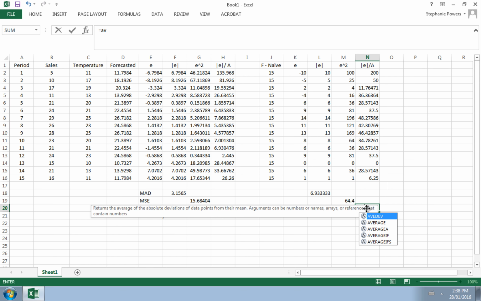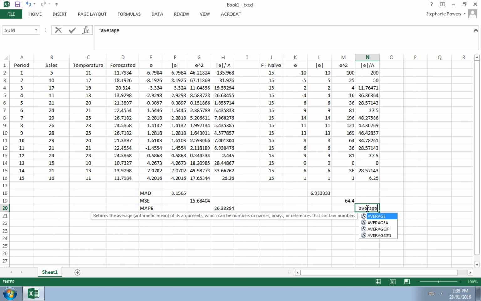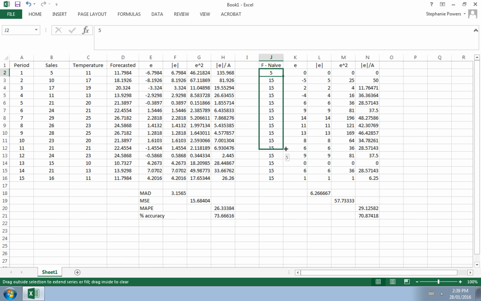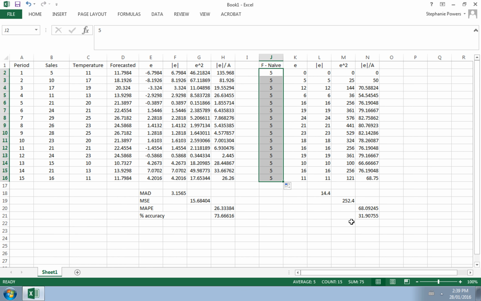Our MAPE then is the average of that absolute error divided by actual times 100. And so the percent accuracy then is 100 minus MAPE. And so we can see our naive method has a 57.5% accuracy. If we use the naive approach where we assumed 5 cups sold per day every day, you can see the percent accuracy drops even further down to 32%.